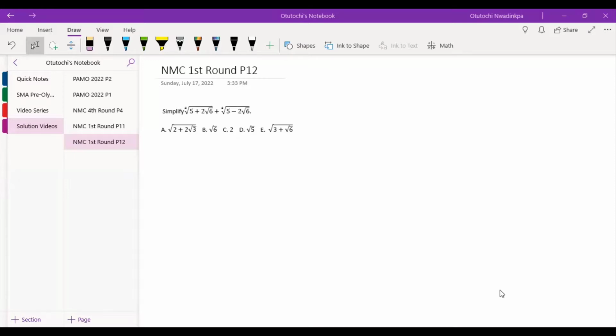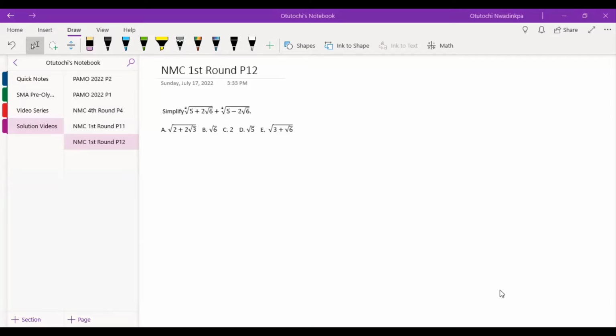That's the senior mathematics. So here we're asked to simplify this expression: the 4th root of 5 plus 2 root 6 plus the 4th root of 5 minus 2 root 6. And then I give some options. So let's take this in steps, right?